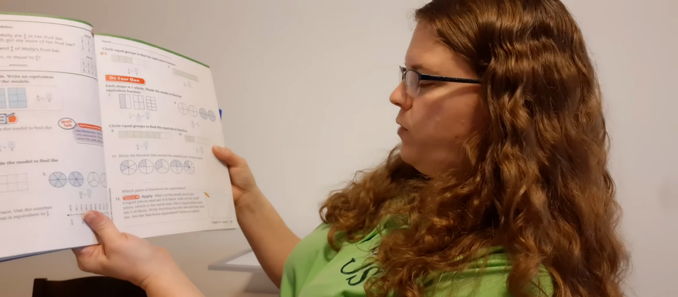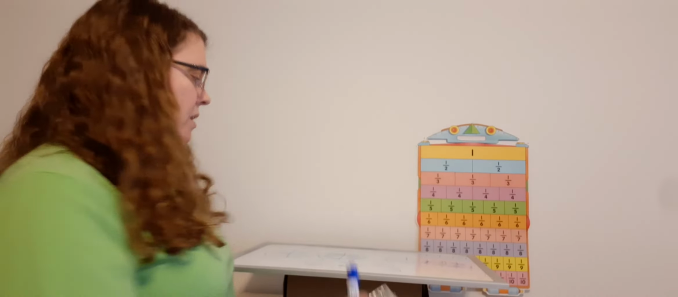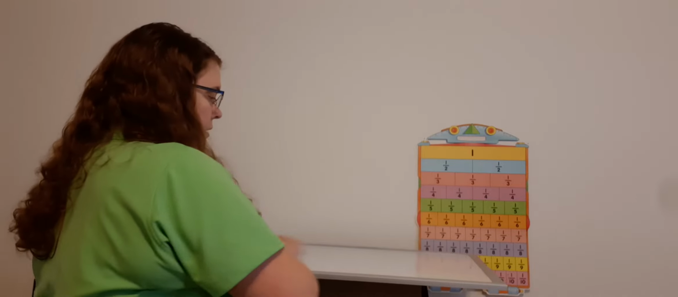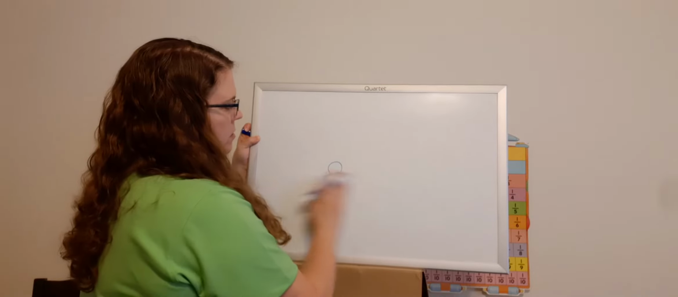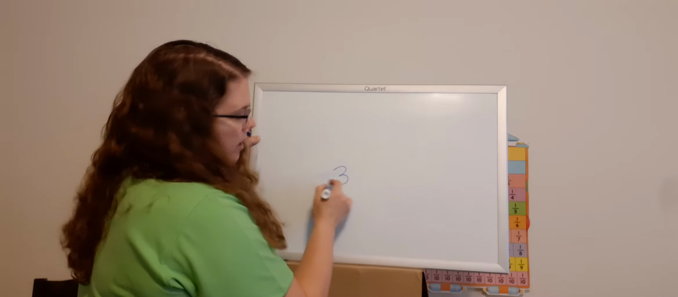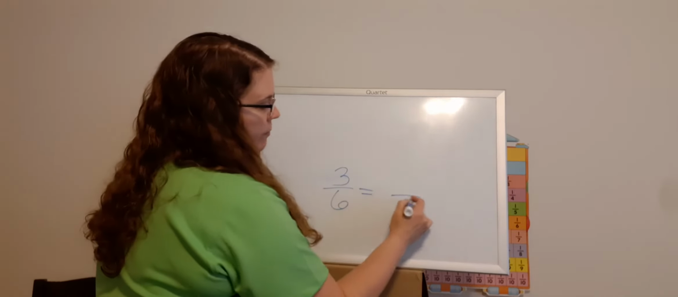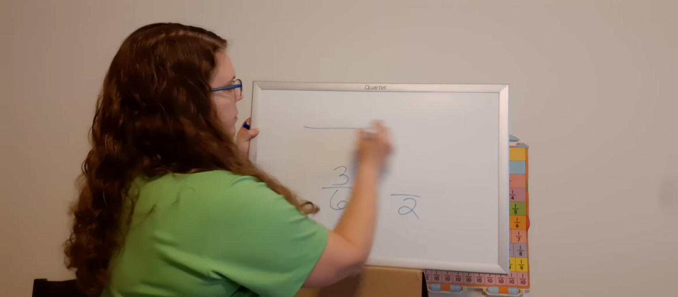All right, let's hop to page 547. Circle equal groups to find the equivalent fractions. Number 5 says 3/6 is equal to something halves. Well, I have to break it into 2s, okay? So halves. You have to look at your denominator to tell you what you're breaking it into. So we have 3/6 equals something halves.